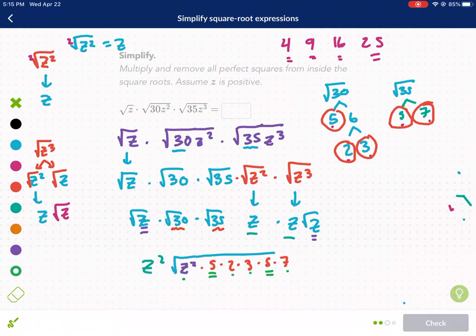The z squared has a pair, because we already established that the square root of z squared is just z. So what I'm going to do is factor out this z squared and put it into the front, and it's going to become z. So I have z squared times my buddy z. Now, what happens with these 5s? Since I have two 5s, I could rewrite it as the square root of 25. Well, we know the square root of 25 is 5.